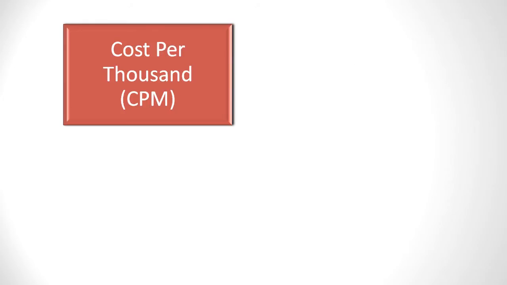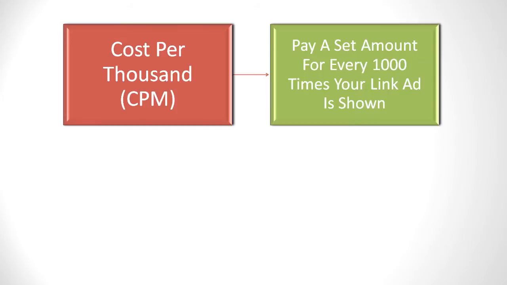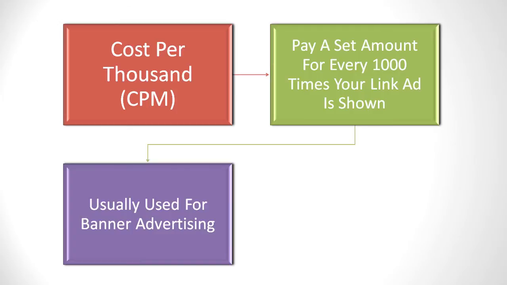Cost per thousand, or CPM. This is a form of paid traffic where you only pay a set amount for every 1,000 times your link advertisement is shown. This type of traffic is usually used for banner advertising.